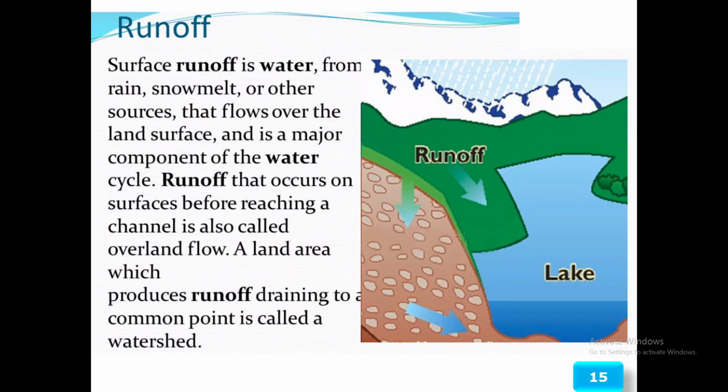Surface runoff is water from rain, snow melt or other sources that flows over the land surface and is a major component of the water cycle. The runoff that occurs on the surface before reaching a channel is also called overland flow. A land area which produces runoff draining to a common point is called a watershed. So this is the runoff base. This is the lake view.